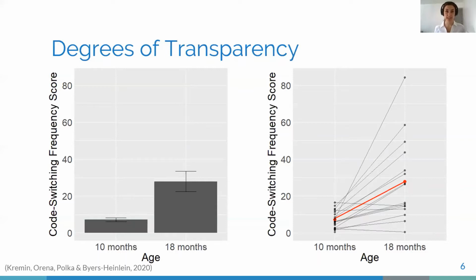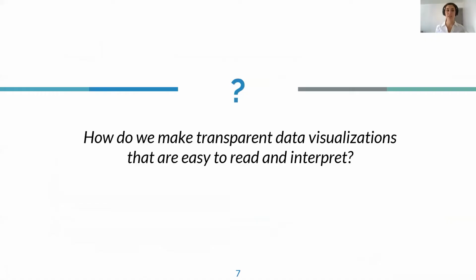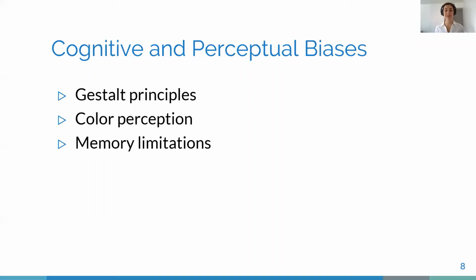Now, at a previous vICIS show, Suji did a really great presentation on how to increase the transparency of your data visualizations. So in this presentation, I'll mostly be focusing on how we can make these transparent data visualizations easier to read and easier to interpret for our readers. For this, we can tap into some cognitive and perceptual biases that we all have. And some of the most important ones are the Gestalt principles, color perception, and memory limitations.